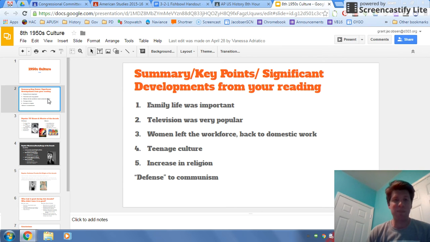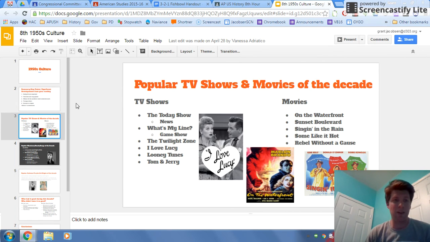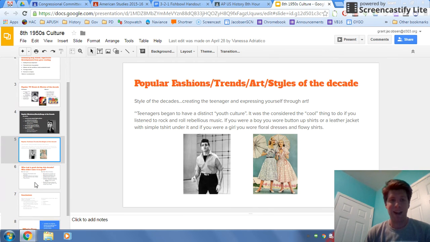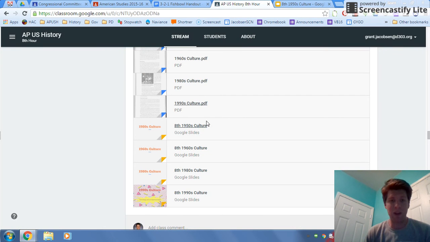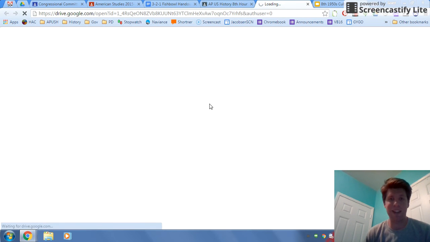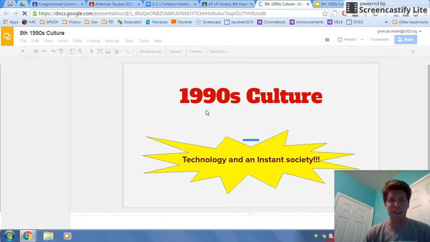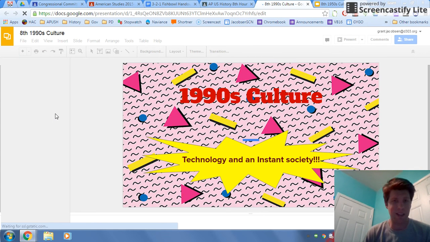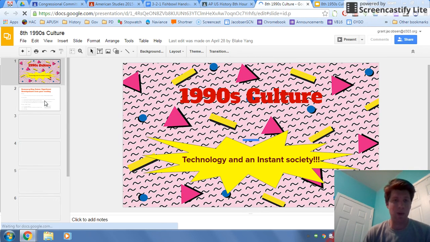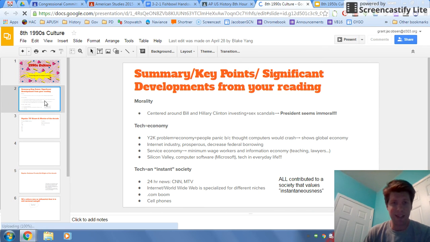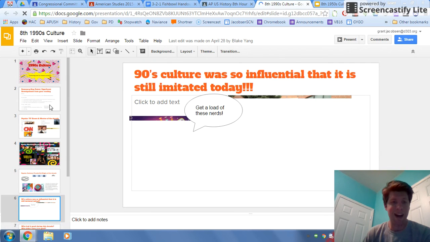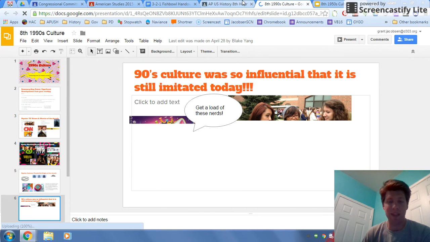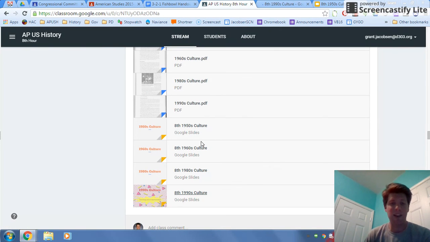Each group had to make a summary. They had to do popular this, popular that, what's going on in the decade, who had it good, who didn't, big conclusions, right? If we go down here, even the 1990s one, even though they messed with the background and put their own personal spin on it during the class period, they still answered the exact same questions that I had given them as a template. As a group, they split up the work and added some work into it. But again, it's all the same sort of stuff for each of these different groups.